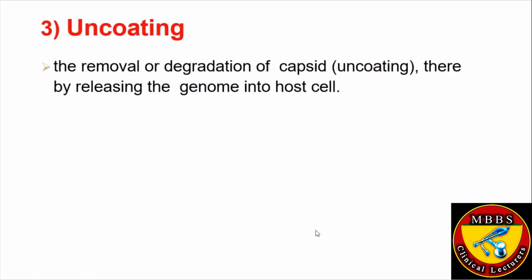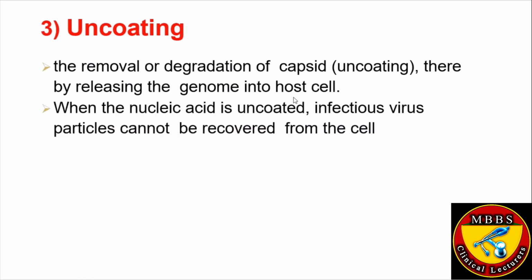The third step is uncoating, which is the removal or degradation of the capsid, thereby releasing the genome into the cytoplasm. So when the capsid is removed or degraded, the genetic material is released into the cytoplasm or nucleus of the cell. When the nucleic acid, either the DNA or RNA, is uncoated, infectious virus particles cannot be recovered from the host. Means when uncoating occurs, the virus becomes non-infectious.